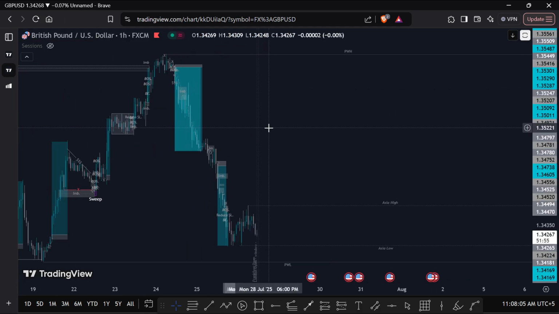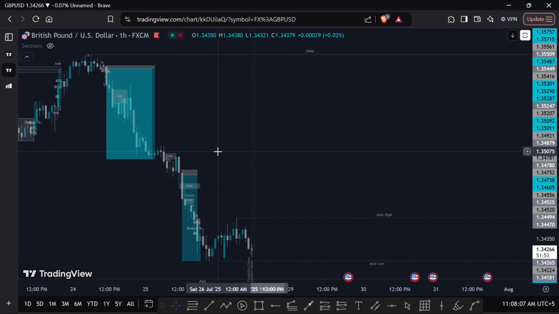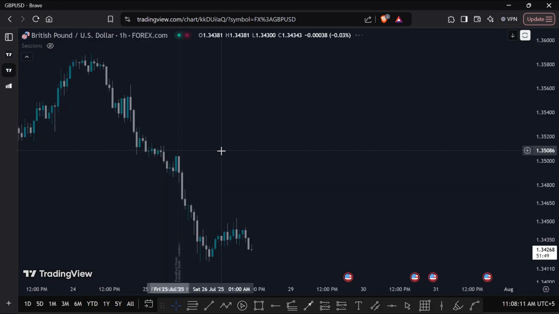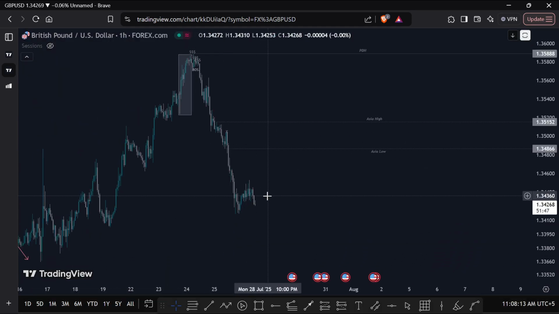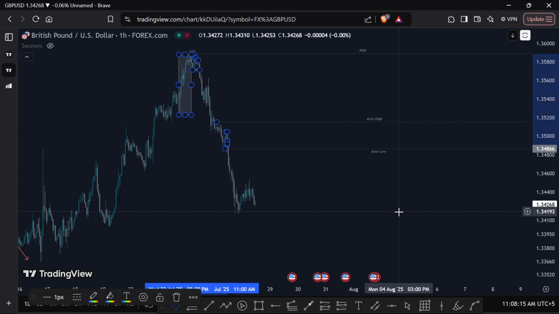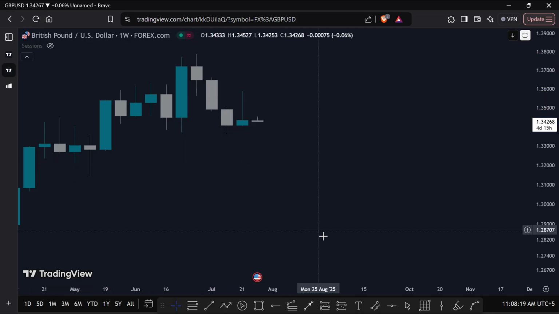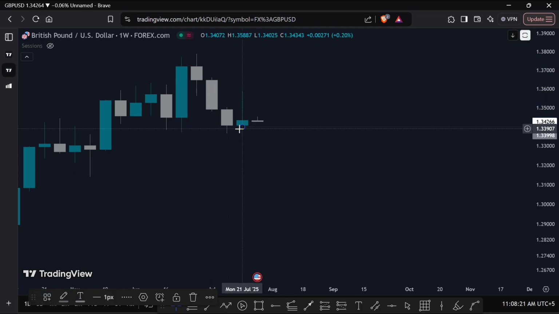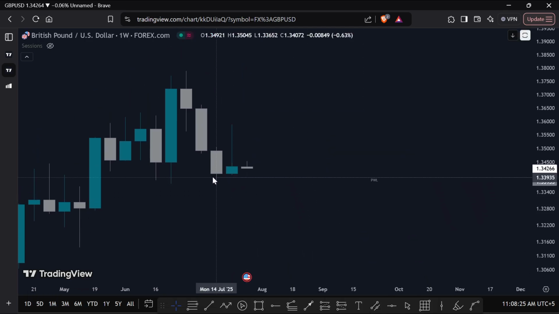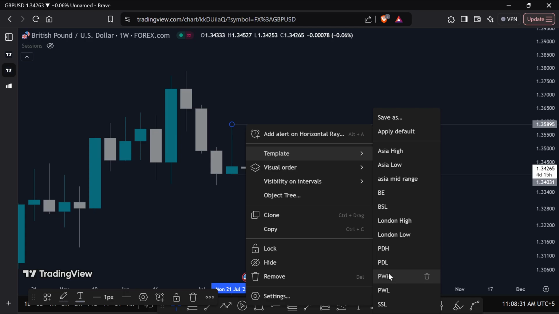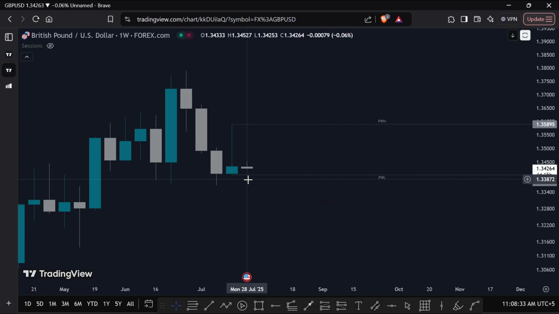Alright, and then we are now at 1 hour time frame. Now the 1 hour, wait a second, let's move on to some other broker. Alright, and now start marking the levels. So first of all, we have this previous week low, PWL, and then we have a PWH level like this on here. That's our PWH, that's our PWL.